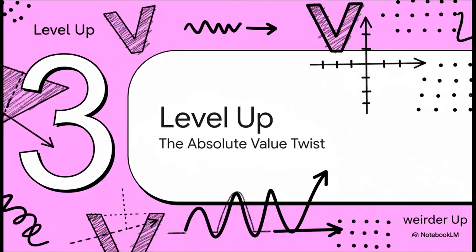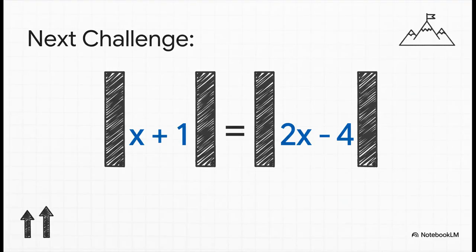All right, that was awesome. Worked like a charm. But what happens when the equations get a little spicier? Let's level up our game and throw in an absolute value twist. Here's our new problem. The absolute value of x plus 1 equals the absolute value of 2x minus 4. Okay, those vertical bars, they definitely change the game.